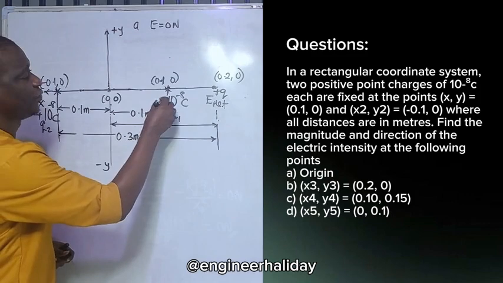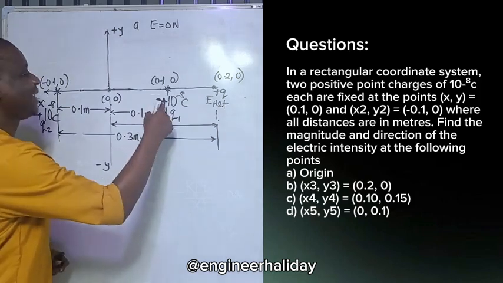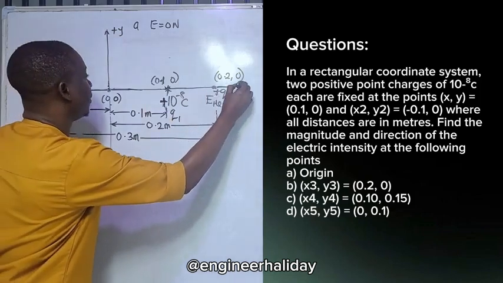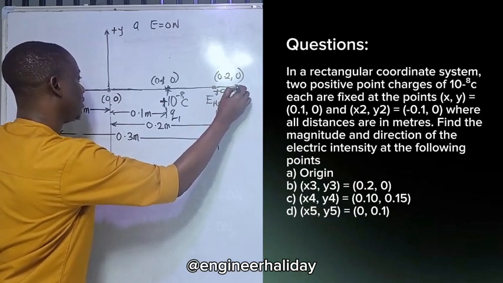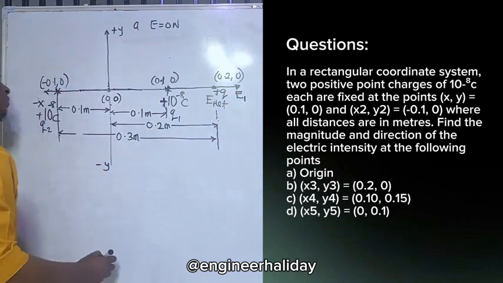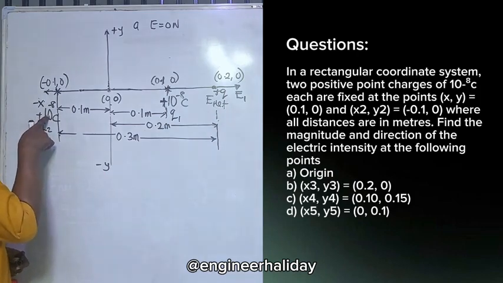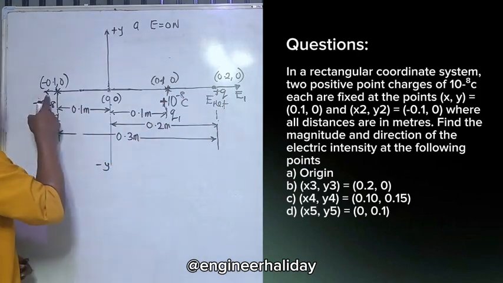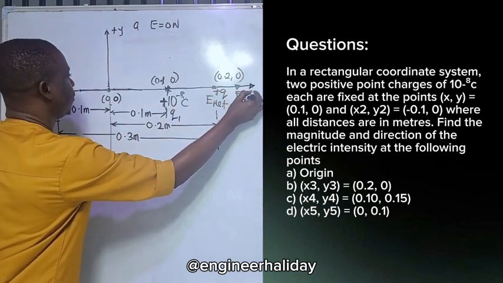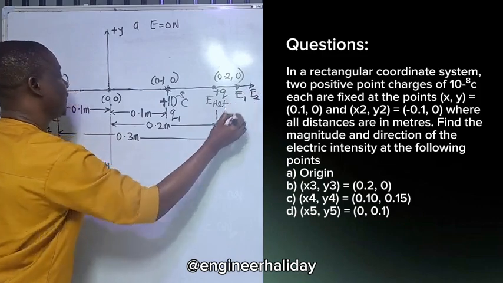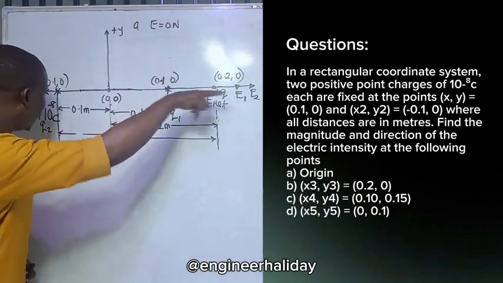Now, what is the effect of this particular charge on this point? Like charges repel, so it will go that way. Let's call it E1. Now, what is the effect of this charge Q2 on this one? Positive, positive. It will also repel that way. So E2. We have E1 and E2 going that way.